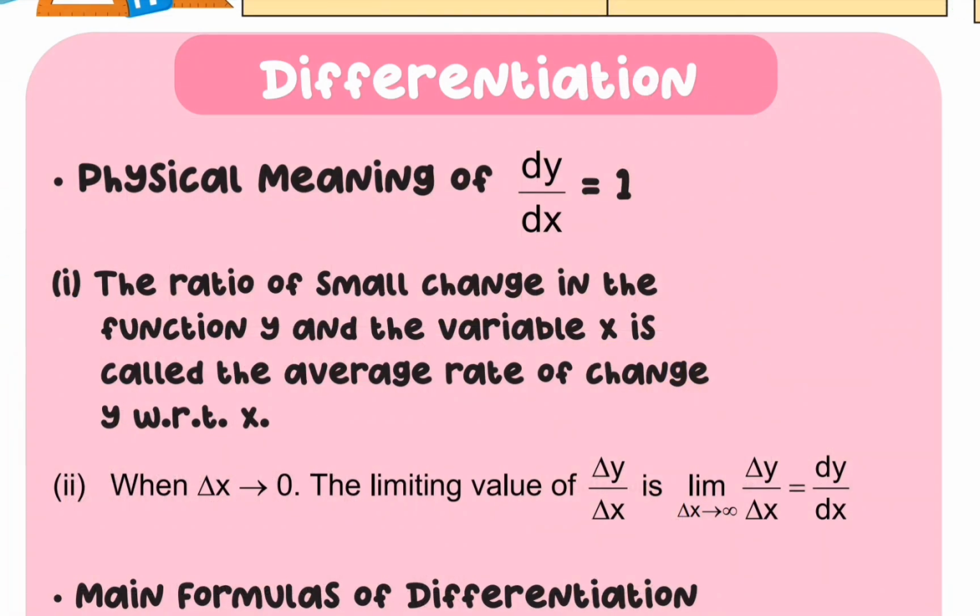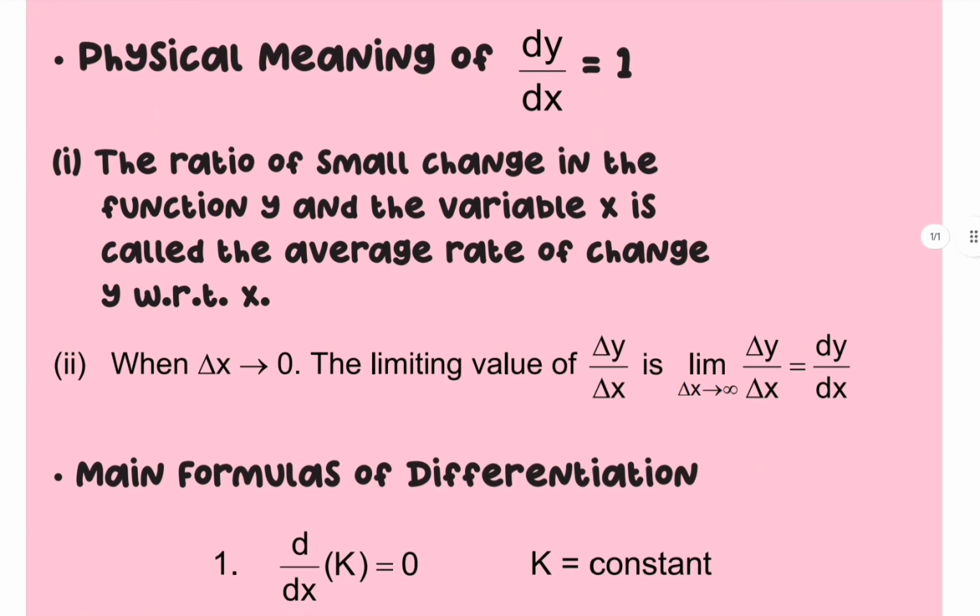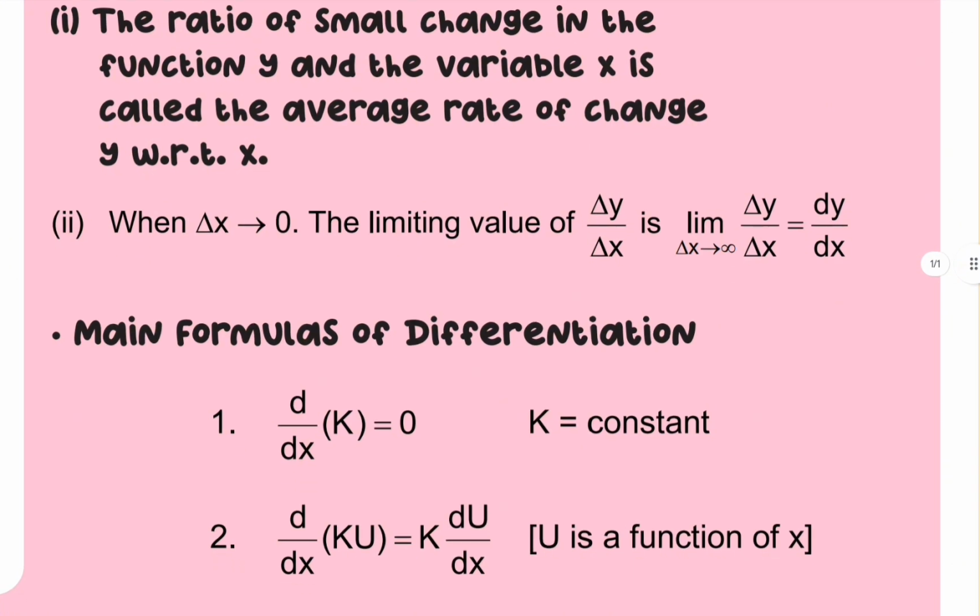Differentiation. Physical meaning of dy by dx. The ratio of a small change in the function y and the variable x is called the average rate of change of y with respect to x. When delta x tends to 0, the limiting value of delta y by delta x, limit delta x tends to 0 of delta y by delta x, is dy by dx.